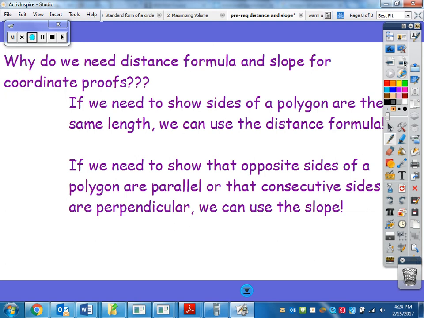The slope, again, if we were trying to show that a quadrilateral was a rectangle, we would need to show that the vertices formed right angles, or that the two segments that were consecutive formed right angles. Well, remember, perpendicular means that the lines intersect to form right angles. So if we show that the segments are perpendicular, then we've shown that they have right angles. And again, that would help us out when we're trying to show that we have a rectangle.